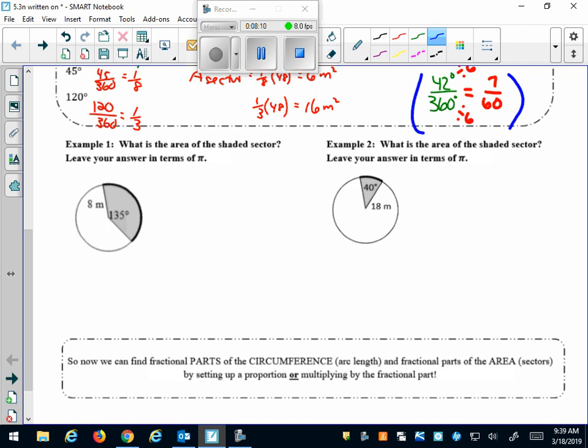Okay, so let's do this one down here. What's the area of the shaded sector? So 135 degrees is the degree measure of this arc. First thing we need to do is know the area of the entire circle, and we need to know the fractional part of the sector. So let's do the area of the whole circle first.